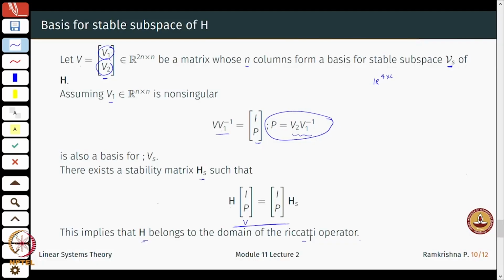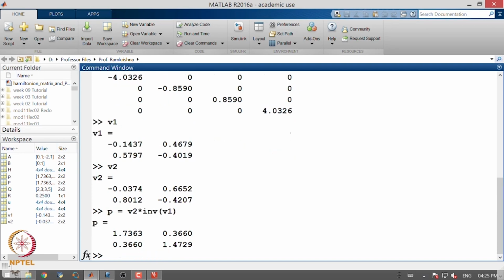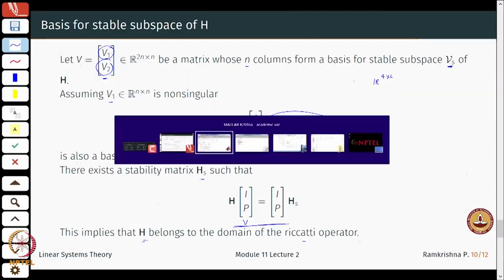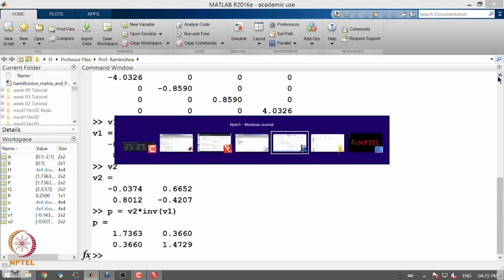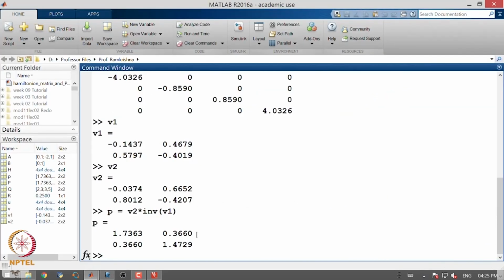P from the formula was V2 V1 inverse, right. So let's just compute. P is V2 times the inverse of V1. Okay. So what do we have? This is good, right. We have exactly the same P that we computed over here, 1.7, 0.3660 and so on. So exactly the same P, right.